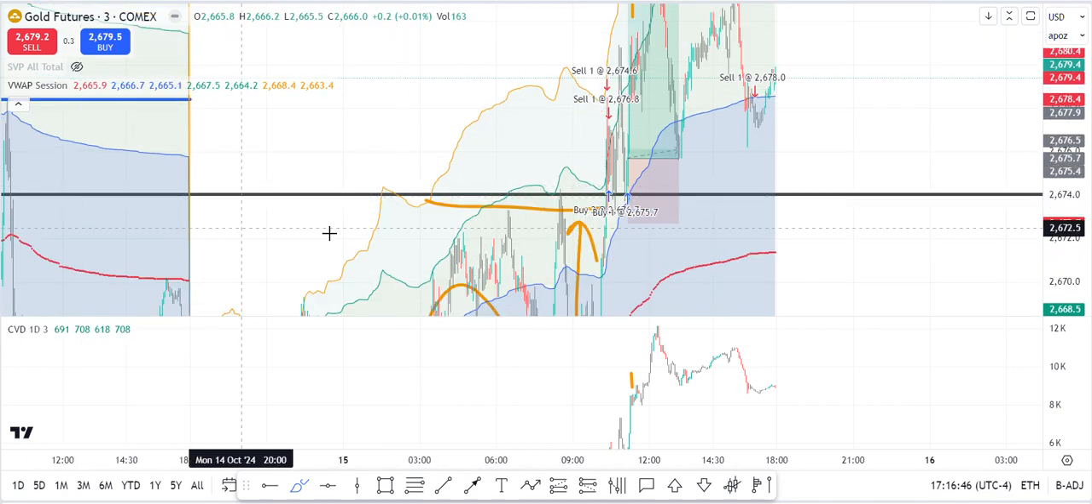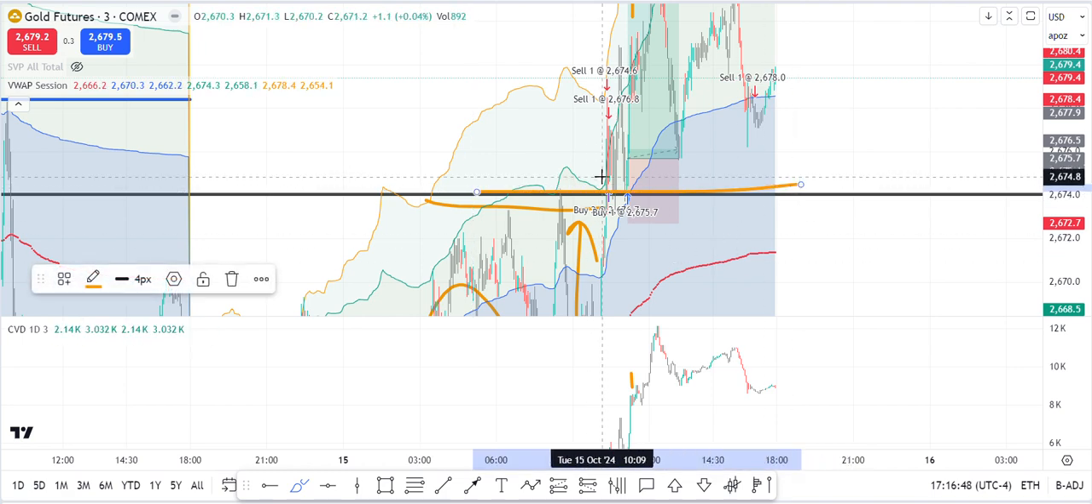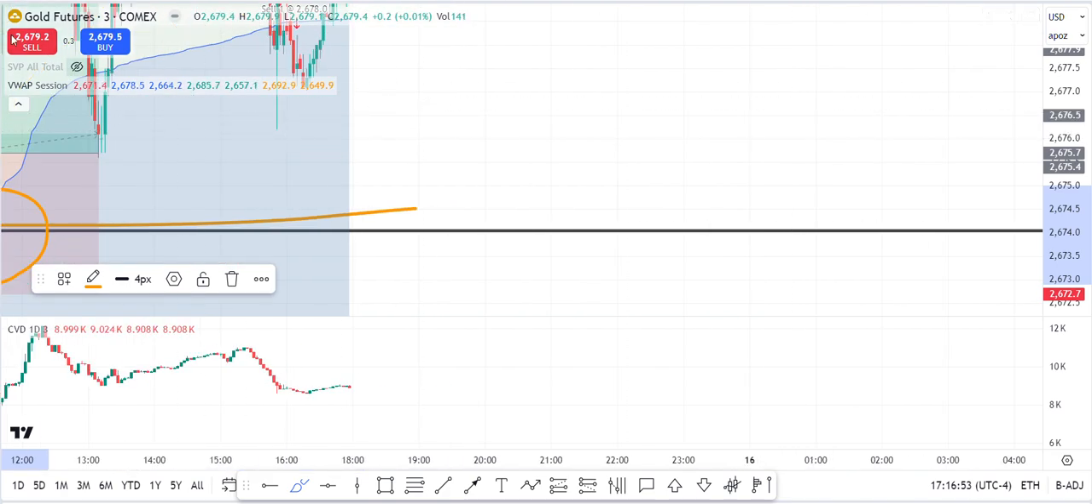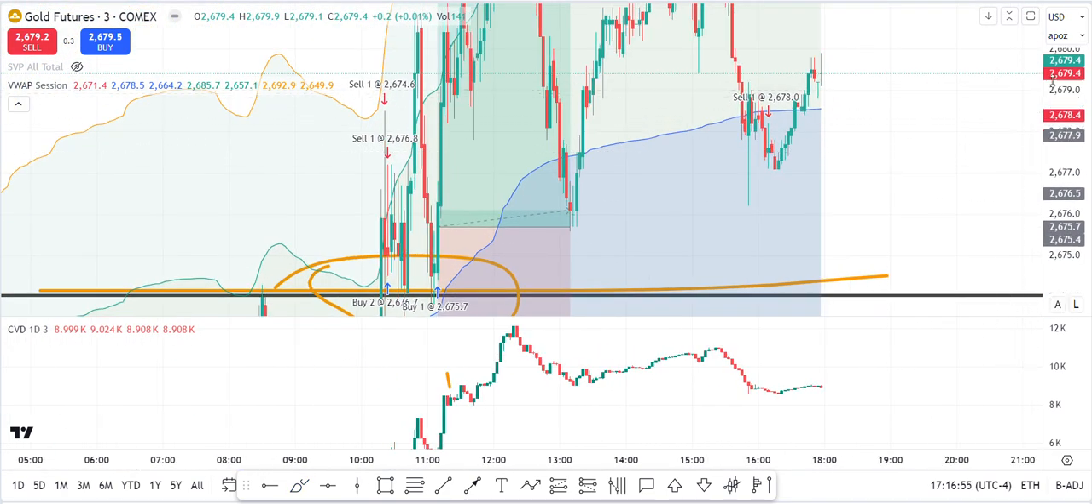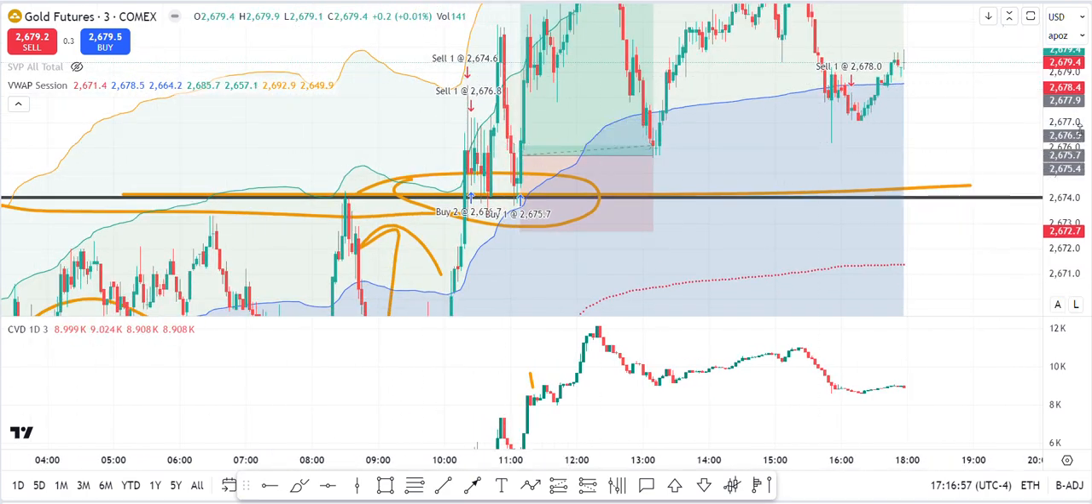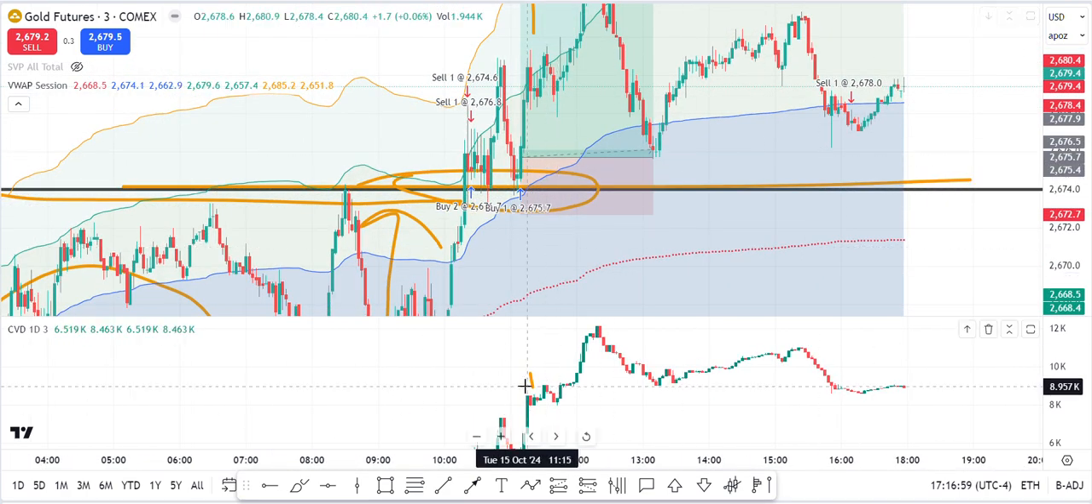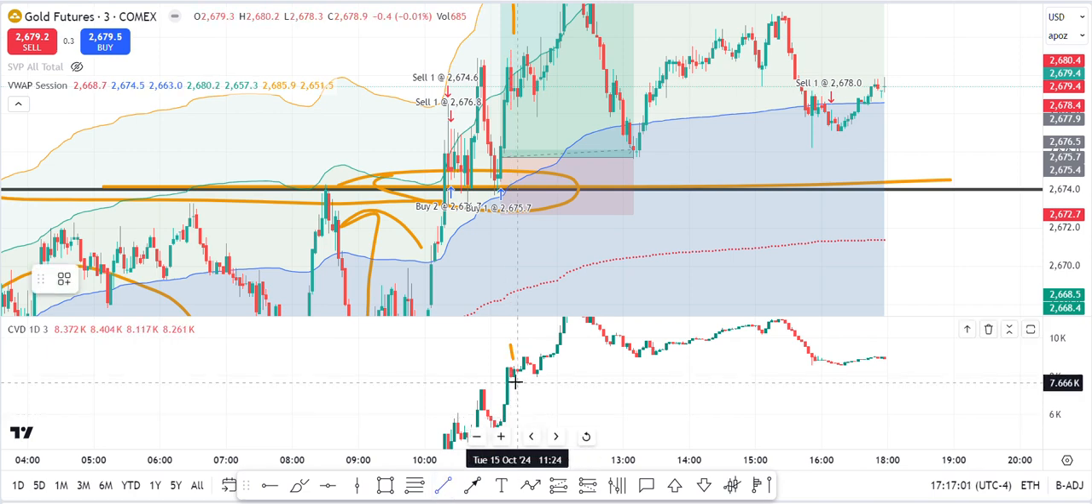Since it pushed through the value area high, we're looking for buys above. Waiting for the cash to come back in, waiting for a divergence. Now here I saw the divergence.